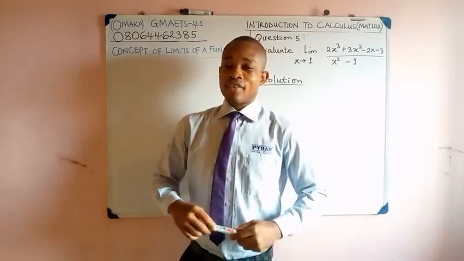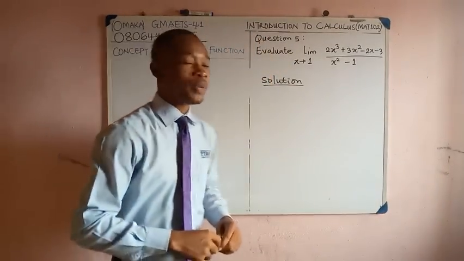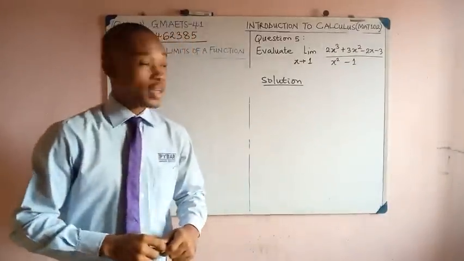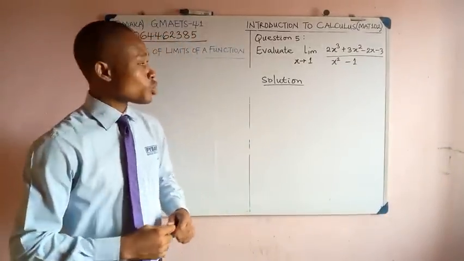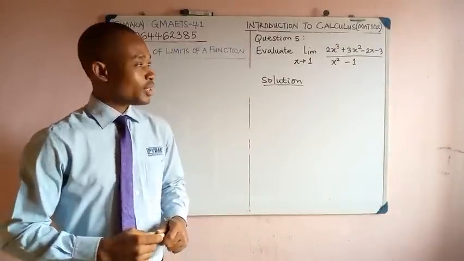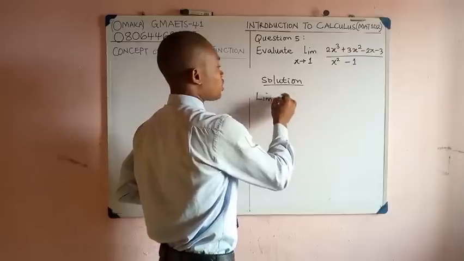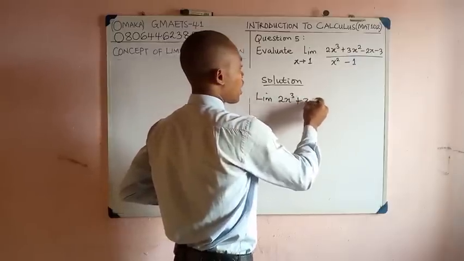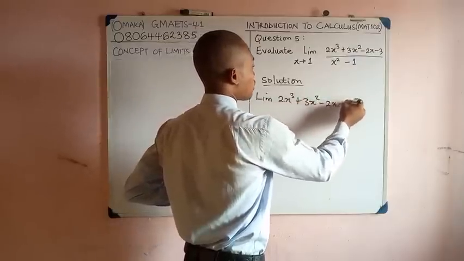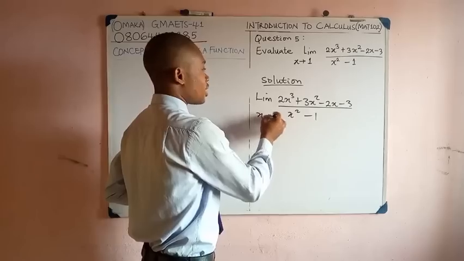Now we have the fifth question on the board here. We are to evaluate the limit of 2x cubed plus 3x squared minus 2x minus 3 all over x squared minus 1 as x tends to 1. So how do we solve this problem? We have the limit of 2x cubed plus 3x squared minus 2x minus 3 all over x squared minus 1 as x tends to what?